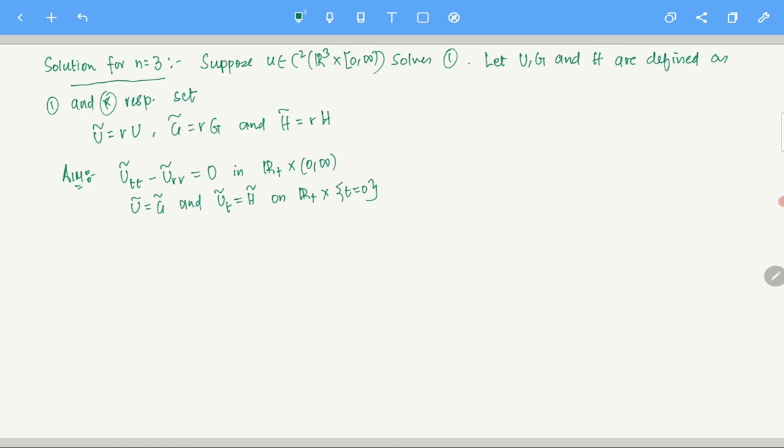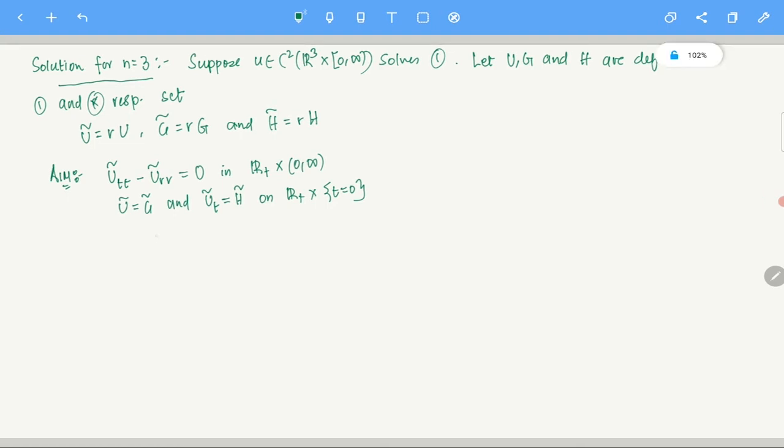So you understood what is happening. First of all, I defined some U, G and H. With the help of U, G and H, I am defining U tilde, G tilde and H tilde. This U tilde, G tilde and H tilde solve the one-dimensional wave equation. Clear? And U tilde is 0 on r equals to 0 times (0, infinity).